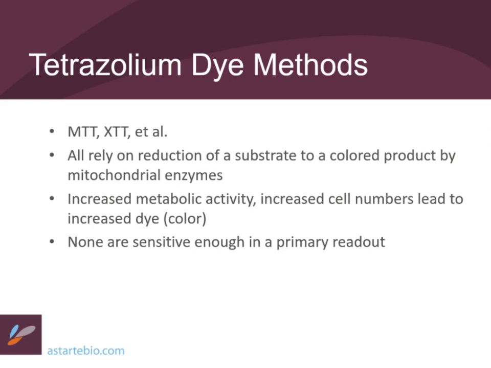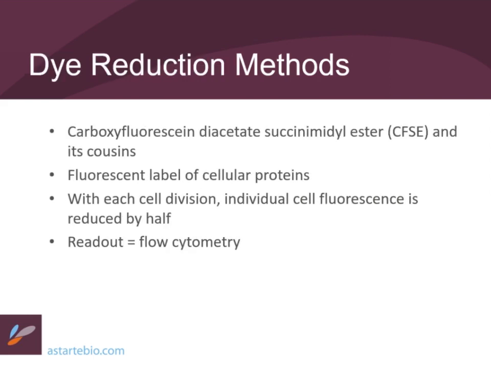With MTT or XTT or any variations on that, usually there is a large background because all of those cells are still alive, they're just not proliferating. And when you have maybe 200,000 cells and you're looking for a few thousand to increase, you don't get enough of a signal above that background. So I don't have a good example data to show you for this particular method. So we'll move on to the next one.